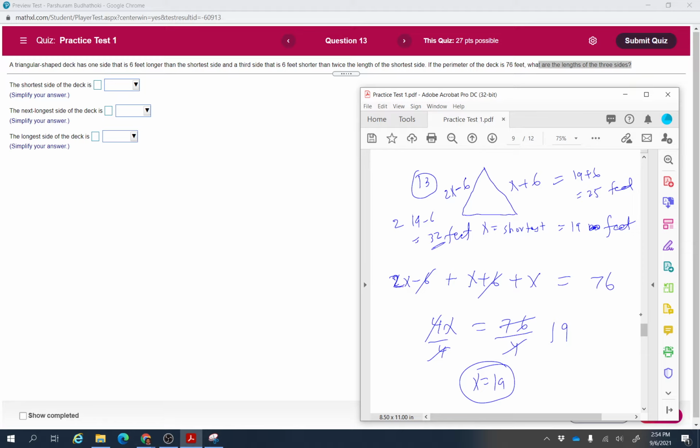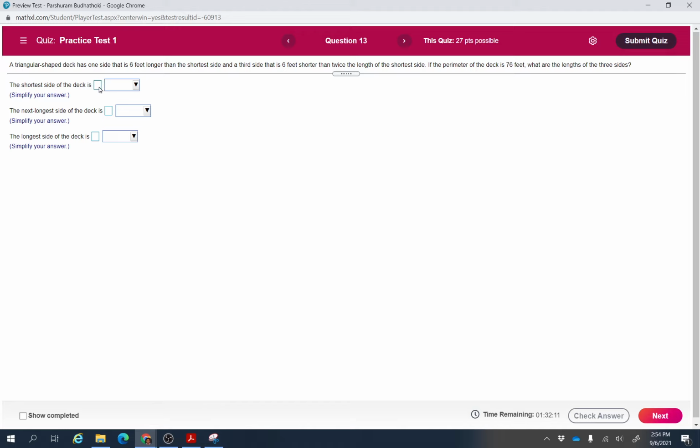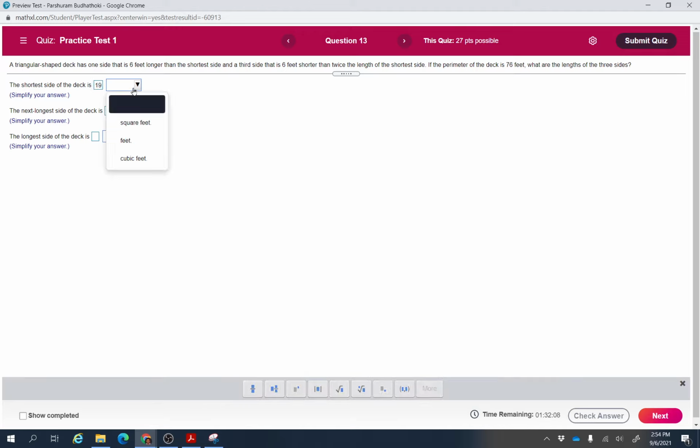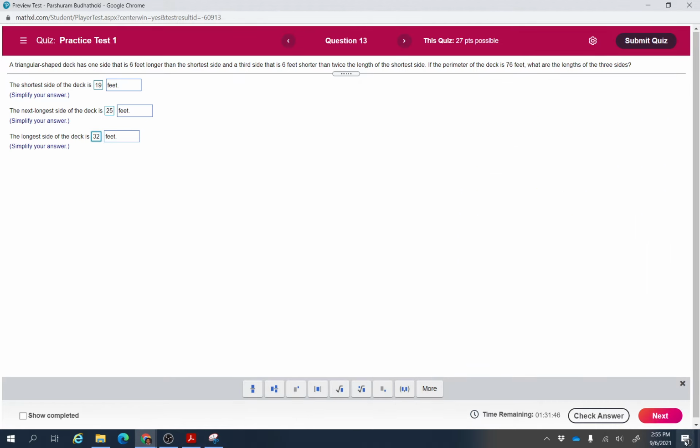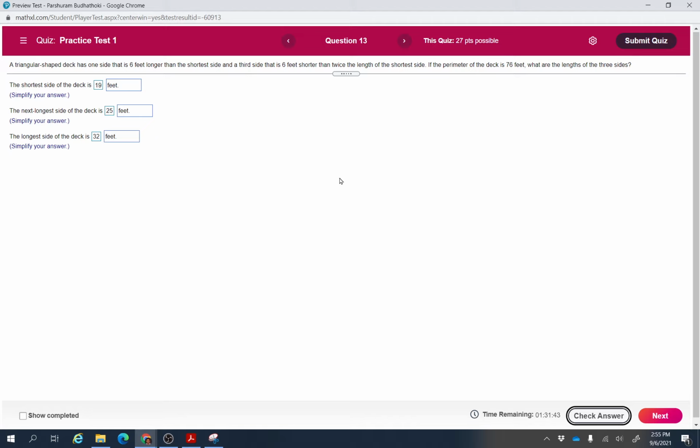So these are the three lengths of the three sides of the triangle: 19 feet, 25 feet, and 32 feet. Let's go back one more time: 19, 25, and 32. Okay, let's check. Okay, that's good.